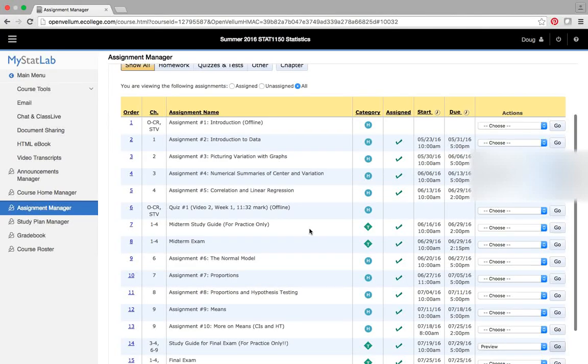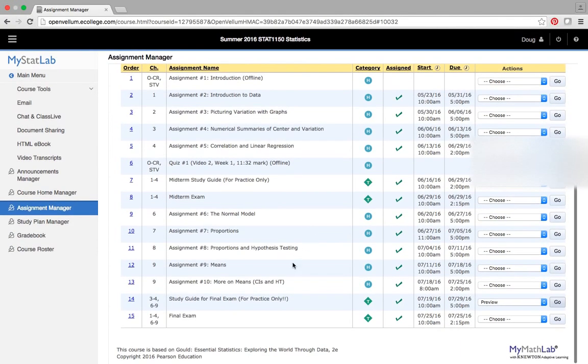Stat 1150. Let me tell you what's going on here. What I'm trying to do is I tried to create a study guide that's going to give you problems similar to what you're going to see on your final exam. So what I've done is I've uploaded a study guide for the final exam for practice only. It's going to appear that it impacts your grade. It does not. You don't have to do this.